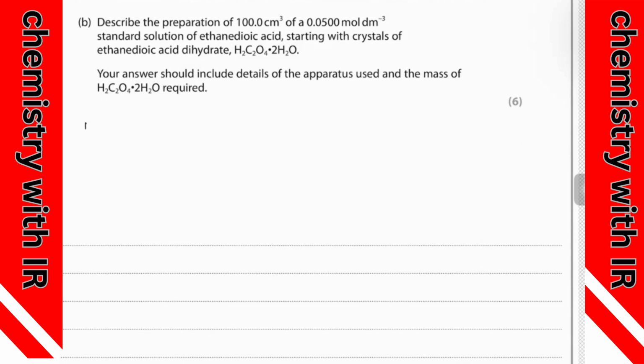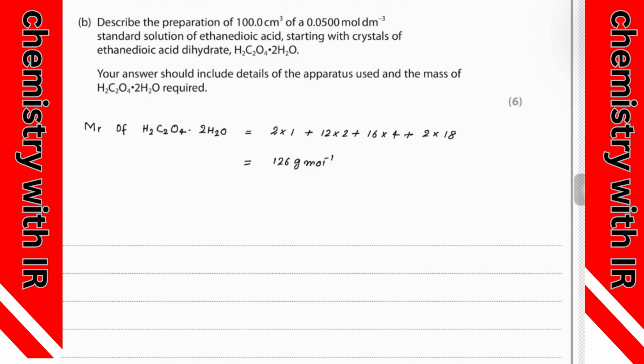Since the MR of H2C2O4·2H2O is 2 into 1, 12 into 2, 16 into 4, and 2 water means 2 into 18, that's going to be 126. This is the molar mass of ethane dioic acid. It's grams per mole.